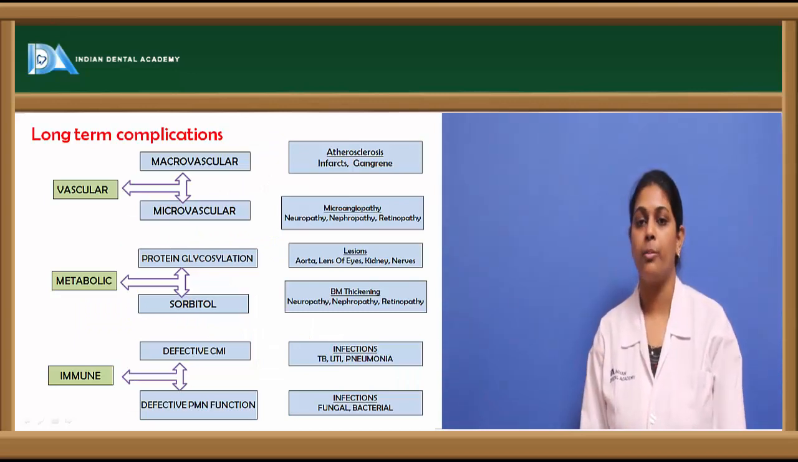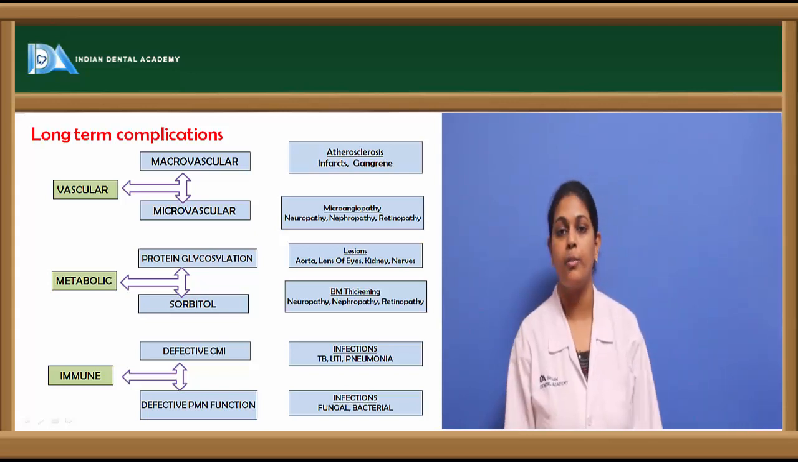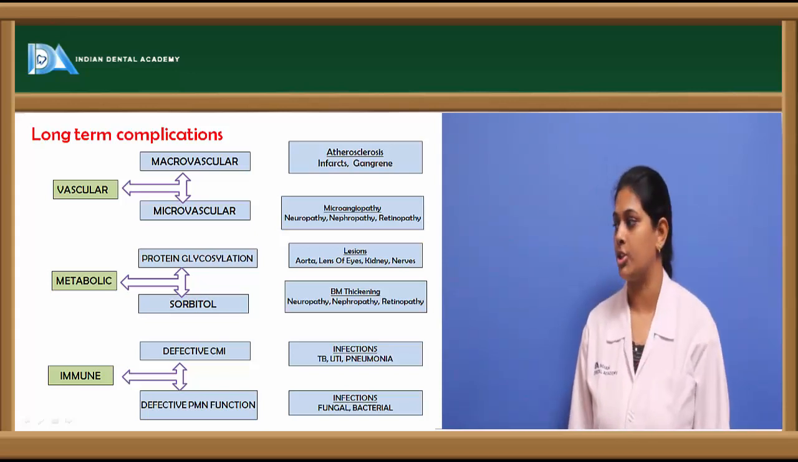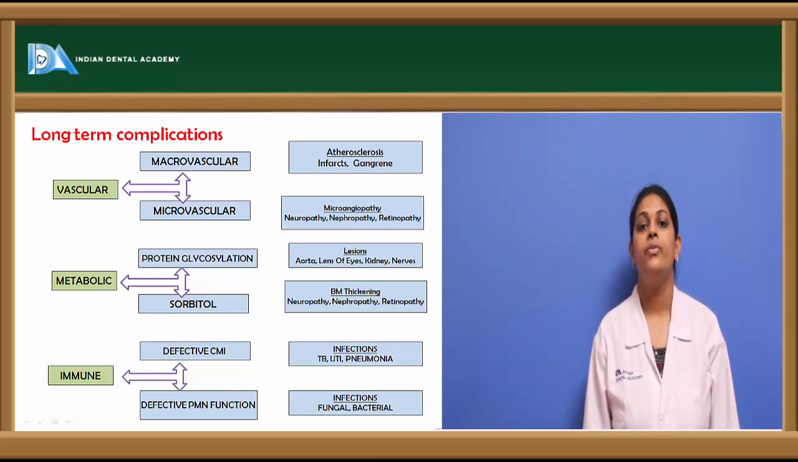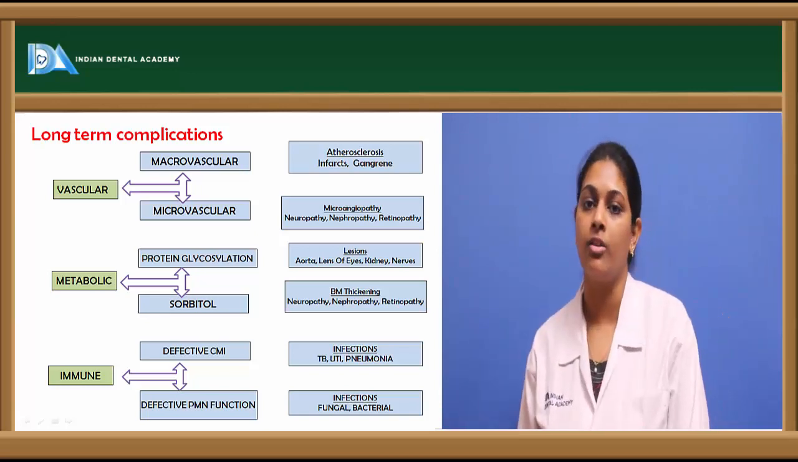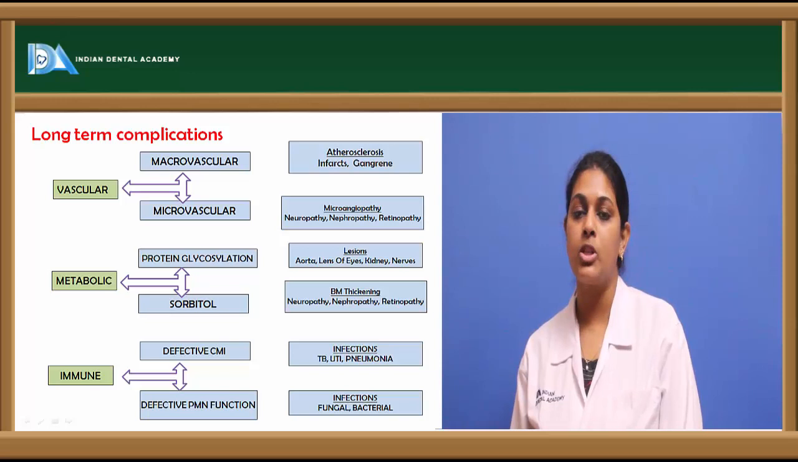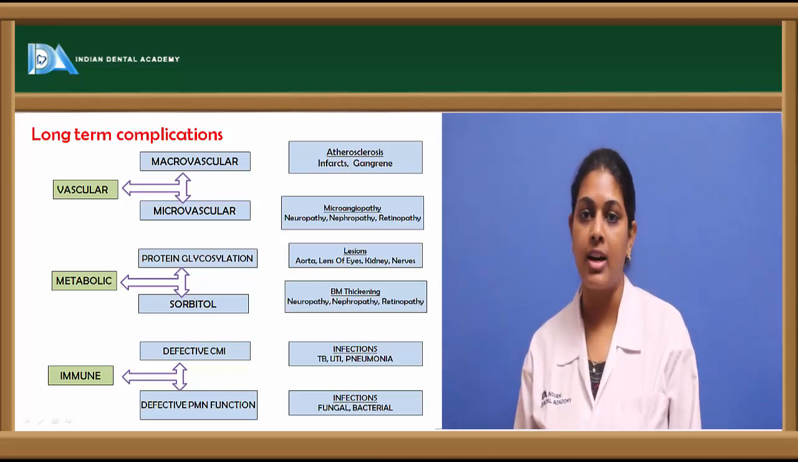Coming to the long-term complications, these include vascular, metabolic, as well as immune complications. In the vascular complications, there could be macrovascular changes or microvascular changes. Among the macrovascular changes, we see atherosclerosis, that is, changes in the blood vessel wall, thickening or the formation of fibrosis. This fibrosis and thickening is one of the factors that regulates the formation of infarcts.